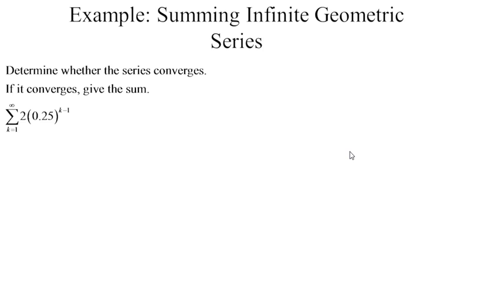In this example, we want to determine whether the series converges or diverges. If it converges, then we're going to find the sum. So what we need to look at is our r value, take the absolute value of 0.25, which is less than 1. Since our common ratio has an absolute value that's less than 1, we know the series is going to converge. So now we have to use our formula to calculate the sum.